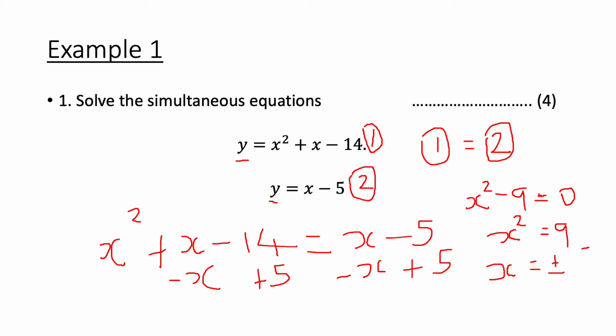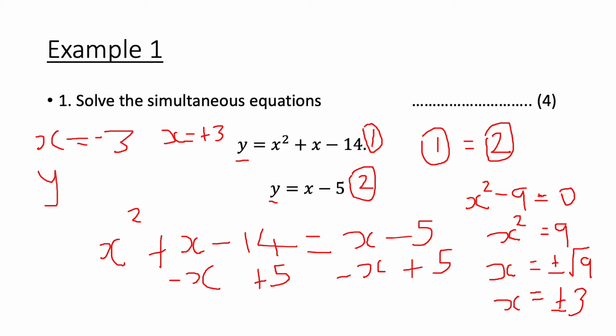Remember that when I solve quadratics, it's going to have two distinct real roots, where possible. So x equals minus 3 and x equals positive 3. So when x is minus 3 and x is positive 3, what are we going to get for y? Subbing minus 3 into equation 2, minus 3 subtract 5 is minus 8, and positive 3 minus 5 is minus 2.